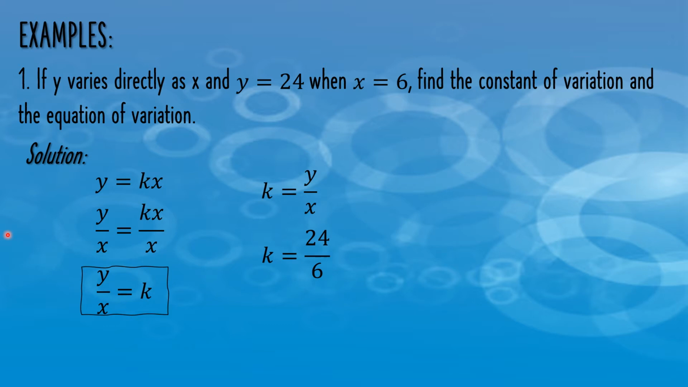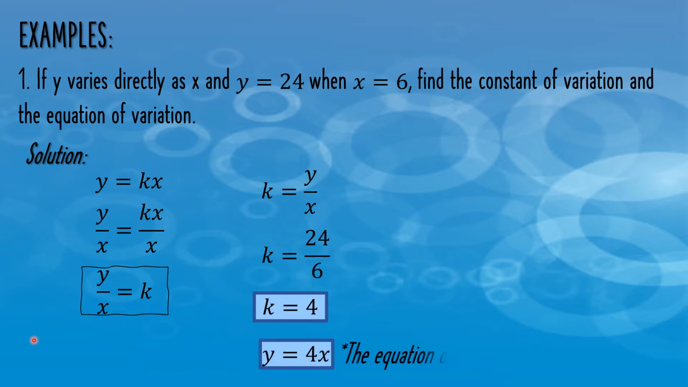K is equal to 24 over 6 because we substitute the value of y, which is 24, and the value of x, which is 6. And then 24 divided by 6 is 4. So k is equal to 4. And the equation of variation is y equals 4x.